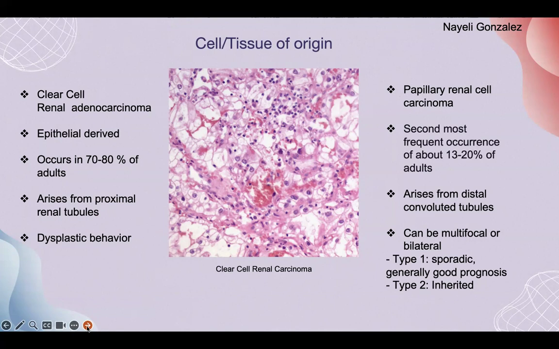On the right side, we have papillary renal cell carcinoma, which is the second most frequent. This can occur multifocal, which means multiple tumors in one kidney, or bilateral, tumors in both kidneys. Sporadic is a random instance, and then inherited is genetic mutations passed down.